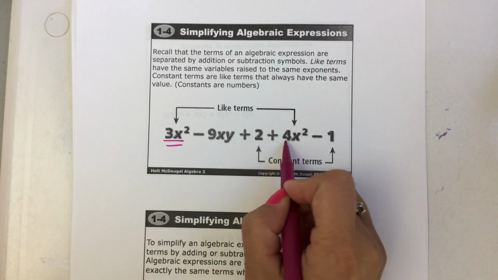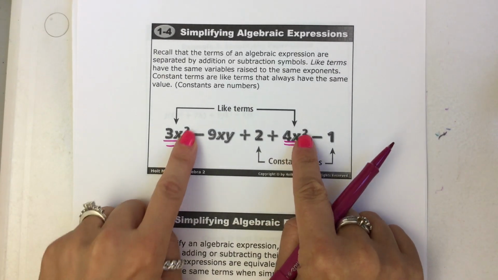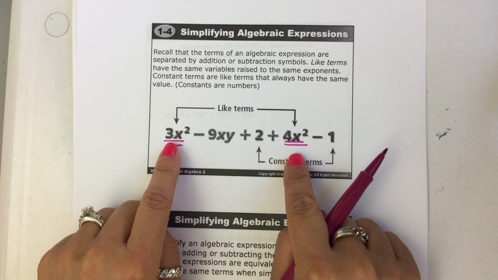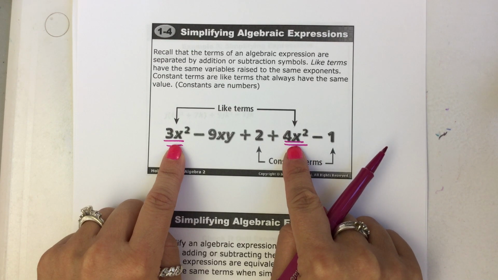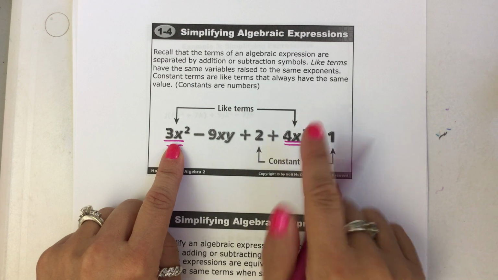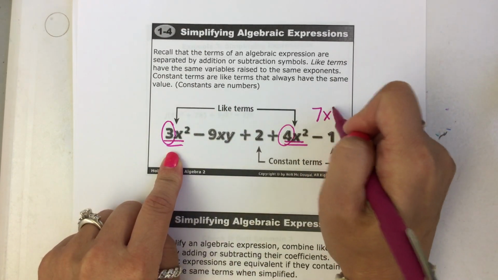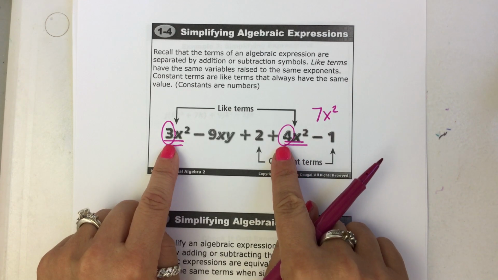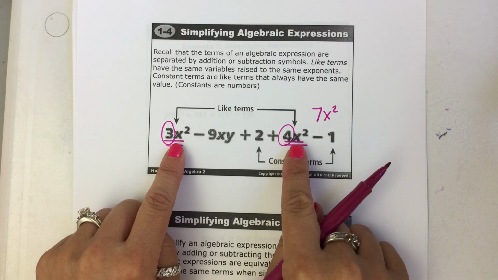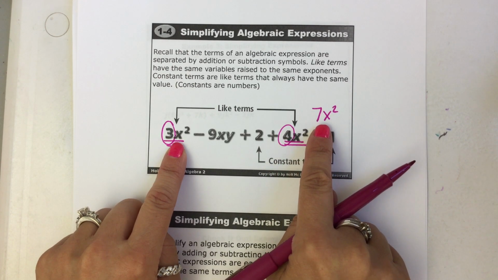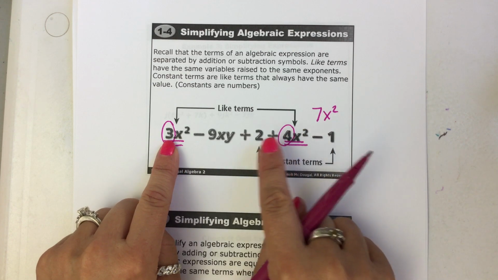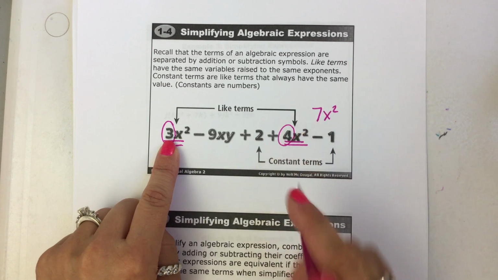Now, like terms are terms that contain the same variable with the same exponent. So here, 3x squared plus 4x squared, those are like terms. When you combine them, you will not change the x squared. What you add are the values in front. So here, they both had an x squared. The x squared remained. 3 plus 4 is 7.